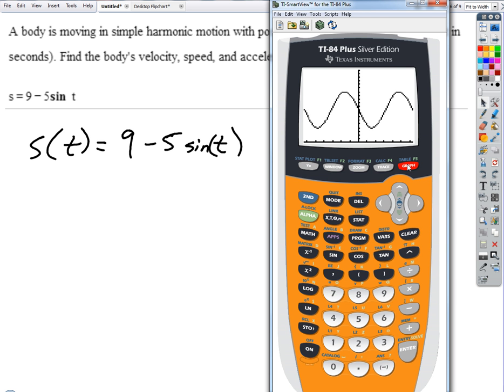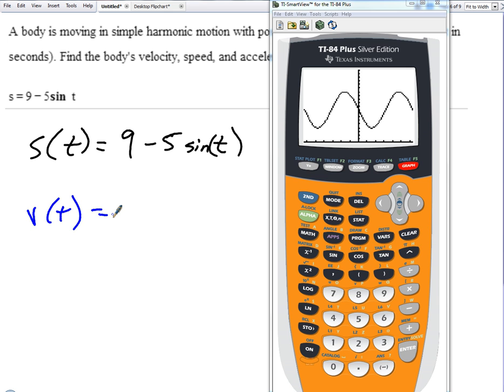Now remind me real quick, how is velocity related to position in terms of the calculus? Good, velocity is the derivative of position. So if I want to know the velocity function, this is pretty simple. V of t is going to equal what if I differentiate this term by term? The derivative of 9 is 0.